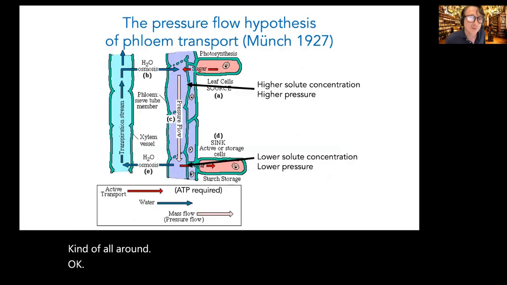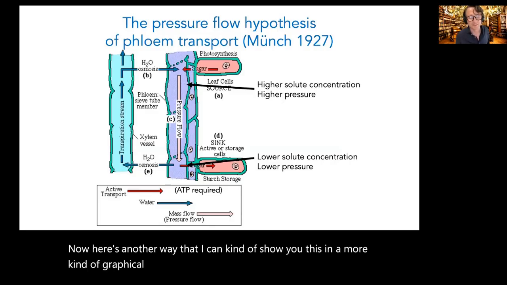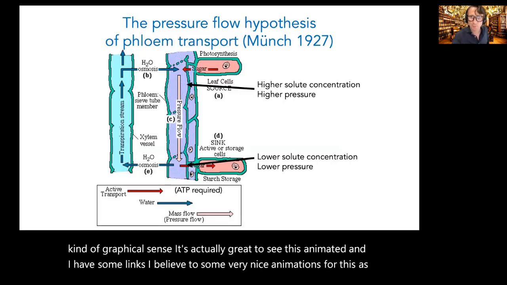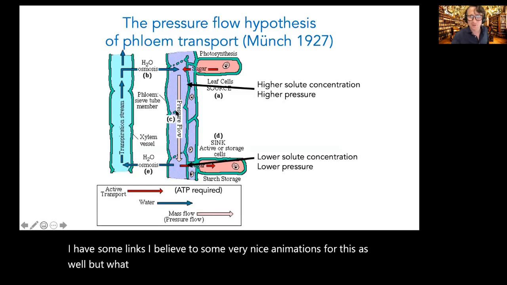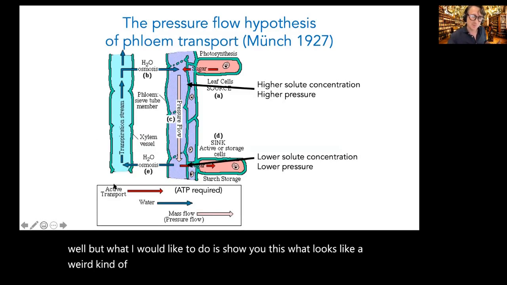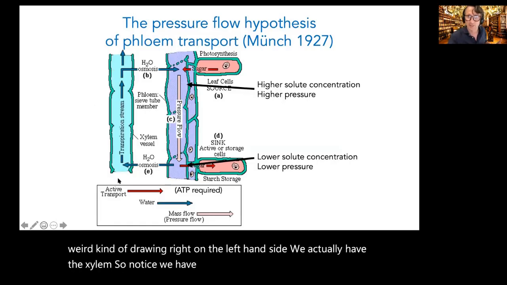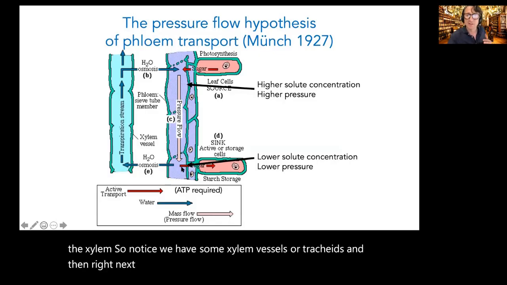Now, here's another way that I can show you this in a more graphical sense, okay? It's actually great to see this animated, and I have some links, I believe, to some very nice animations for this as well. But what I would like to do is show you this, what looks like a weird kind of drawing, right? On the left-hand side, we actually have the xylem. So notice we have some xylem vessels or tracheids. And then right next door, we're going to have some phloem cells, okay?